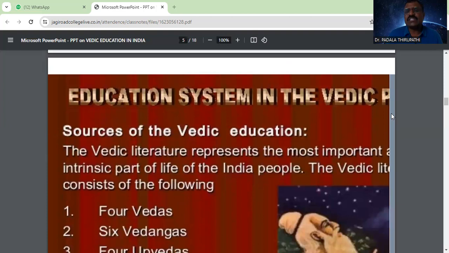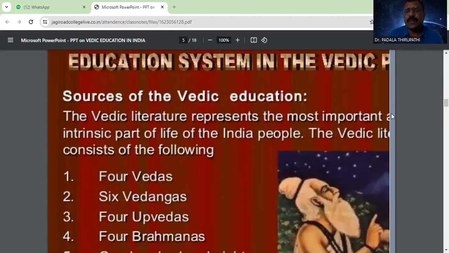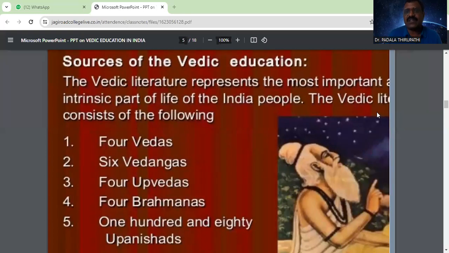And what is the education system in the Vedic period? What is the source of Vedic education? Literature represents the most important and intrinsic part of the life of the Indian people. The Vedic literature consists of these five most important elements. Number one, four Vedas; six Vedangas, four Upavedas, four Brahmanas, and 180 Upanishads. My dear friends, remember, all Upanishads contain wisdom.